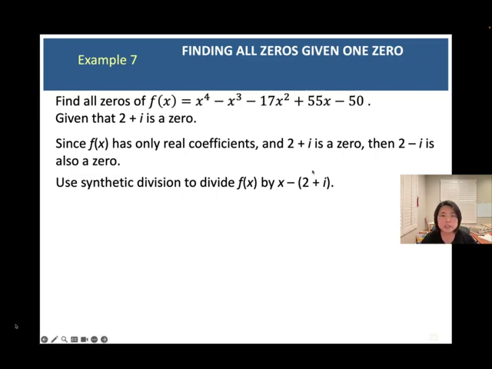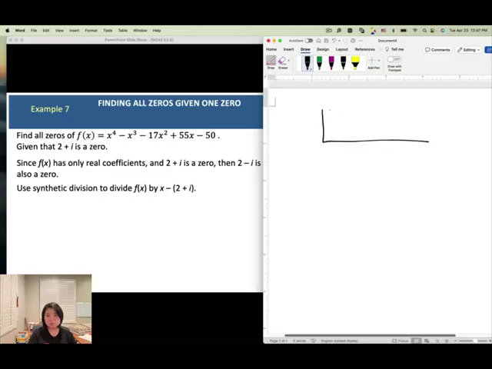Let's do this one together. So we use synthetic division. We have a 1, -1, -17, 55, and -50. So we have 2 plus i here. Okay, bring it down. We have a 1 here. So 1 times this guy, so 2 plus i. Added up, that will be 1 plus i here.